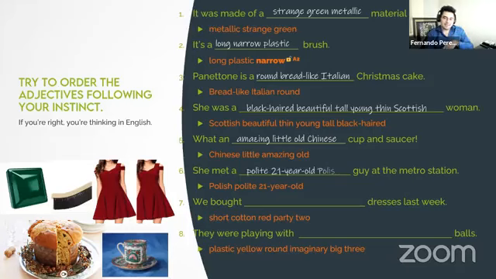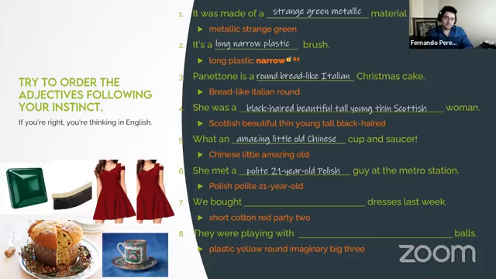So read it again. Hector. Disconnected. Okay, connection problems. She met a 21-year-old Polish guy. Okay, guys, remember, never use years as plural. Use it singular. Tomorrow we can check this in more detail.